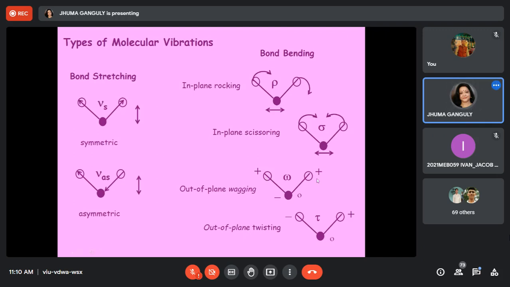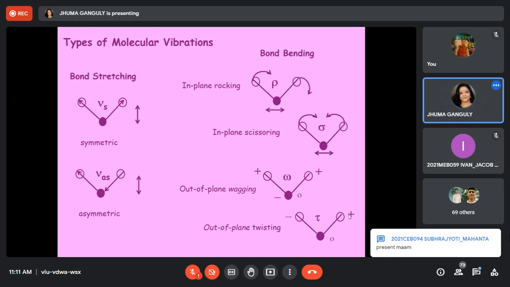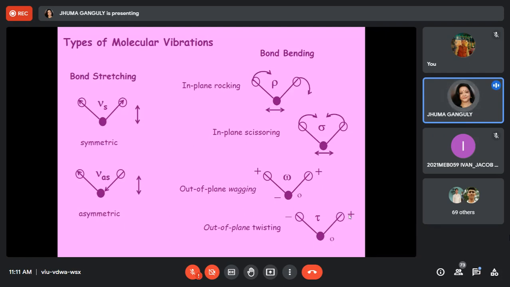Another point: if this vibration is there, but the other does not vibrate, then the two are not equal. As a whole, the absorption energy is different because of the inequality of these two. This is omega, this is tau, this is out-of-plane twisting. Suppose one bond vibrates not in a rocking or scissoring type of movement; it vibrates about its own position. Understand? So these are some schematic diagrams for bond bending.